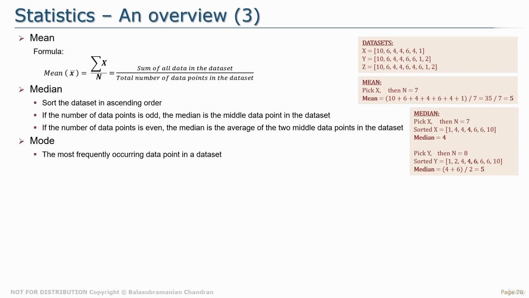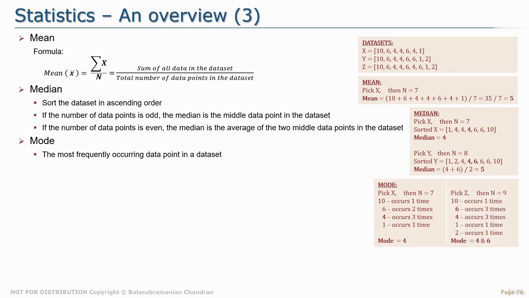Mode is the most frequently occurring data point in a dataset. If we pick X, then N is 7, 10 occurs one time, 6 occurs two times, 4 occurs three times, and 1 occurs one time. Hence, the mode is 4. If we pick Z, then N is 9. Here, 10 occurs one time, 6 occurs three times, 4 occurs three times, 1 occurs one time, and 2 occurs one time. Hence, the mode is 4 and 6.